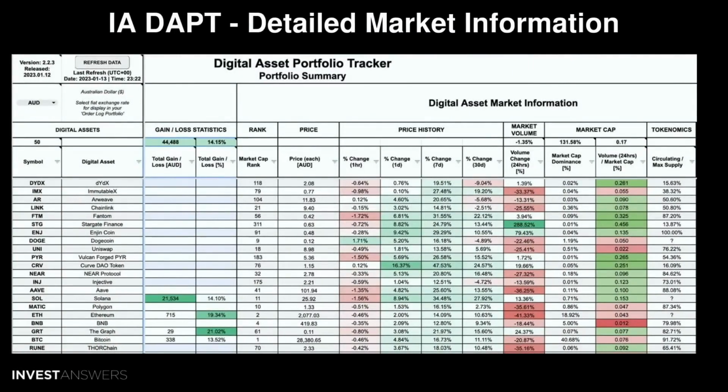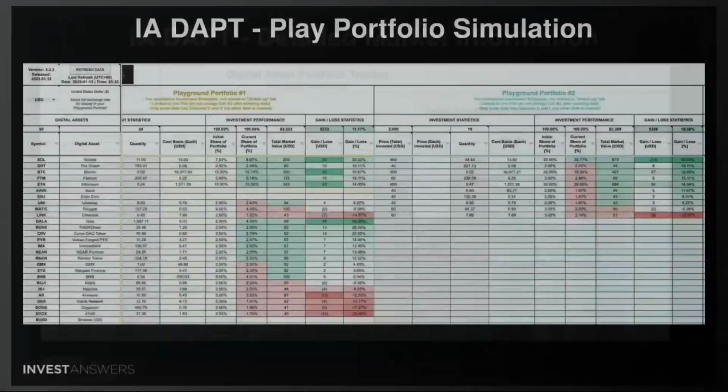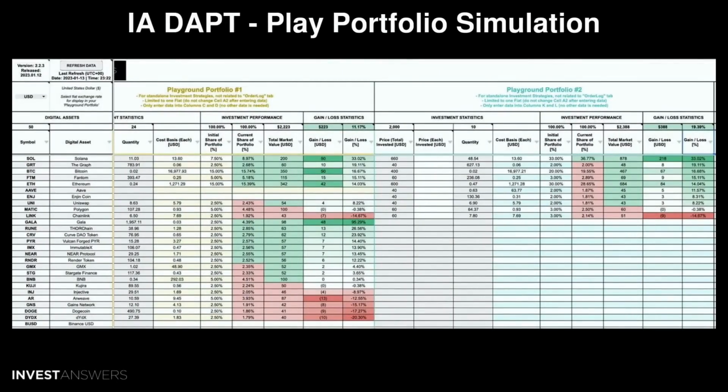Also, you have detailed market information for all the assets you hold. Stuff in there like max circulating supply, some tokenomics information, price history, changes, etc. Ton of information. So it's a one-stop shop for everything you need. And you can actually play portfolio simulation games in there as well. In fact, this test version has Rand's portfolio and mine.